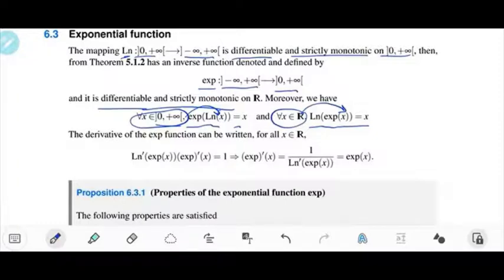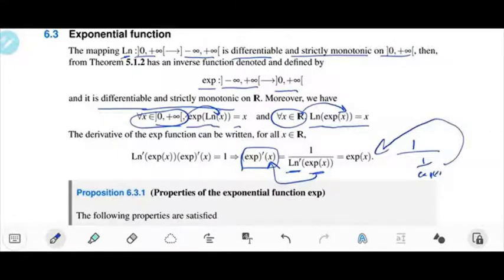And we can calculate the derivative as well using the theorem of the derivative of the inverse function, which will lead us to saying that the derivative of exponential of x is 1 over the derivative of ln at the point pre-image of x, which is exponential x. So since the derivative of ln is 1 over x, it's equal to 1 over 1 over exponential x. So it's 1 over 1 over exponential x, which is exponential x.